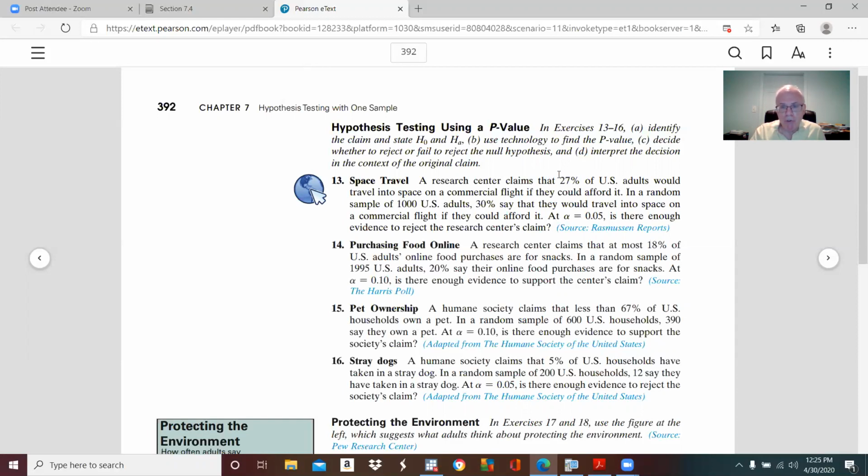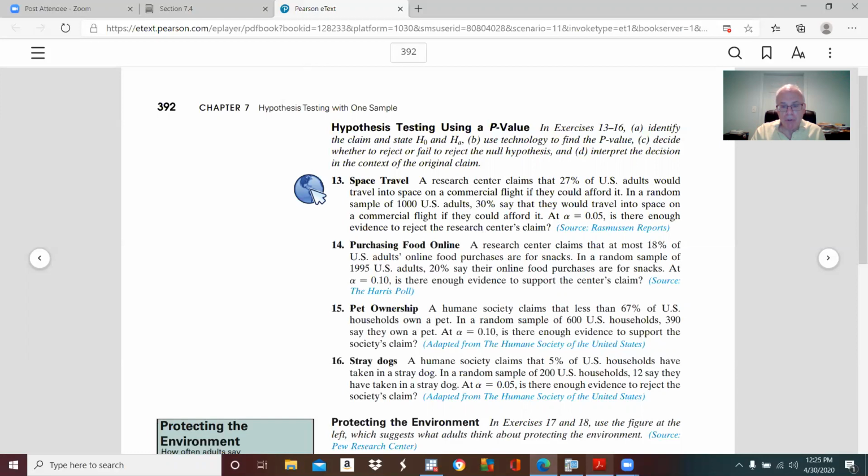So up here, 0.27 is our hypothesized proportion. 0.30 is our sample proportion. At alpha equal to 0.05, is there enough evidence to reject the research center's claim? Now remember, the research center's claim is the null hypothesis because it's equal to. This word, that 27% of US adults, indicates equal to.